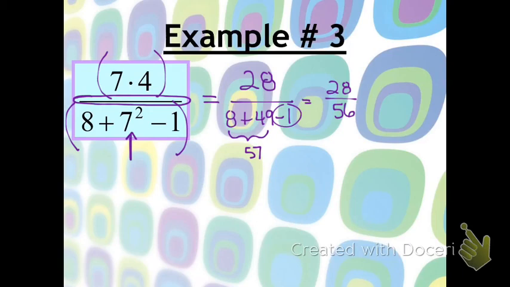Now 28 over 56, that does reduce. They're both divisible by 28. So 28 divided by 28 is 1, and 56 divided by 28 is 2. So my final answer would be 1/2.